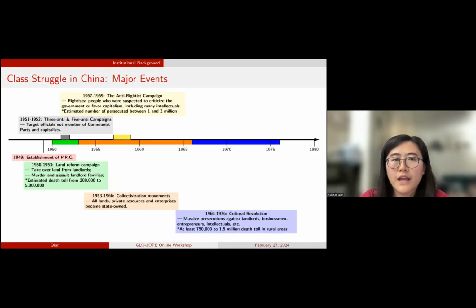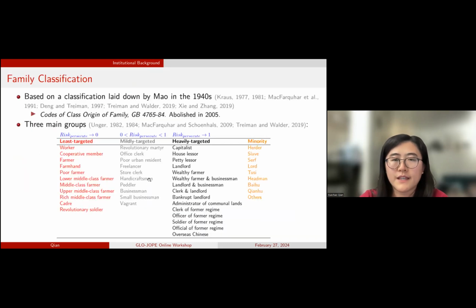So how would I identify these effects? Basically, starting from this historical context, which is around 25 years, from 1950 to the end of the Cultural Revolution. After that, China opened the country and started economic reform. But during that period, we can see there were sequential or even overlapping campaigns or movements. Most of the time, they were targeting certain groups of the population. And what are those groups?